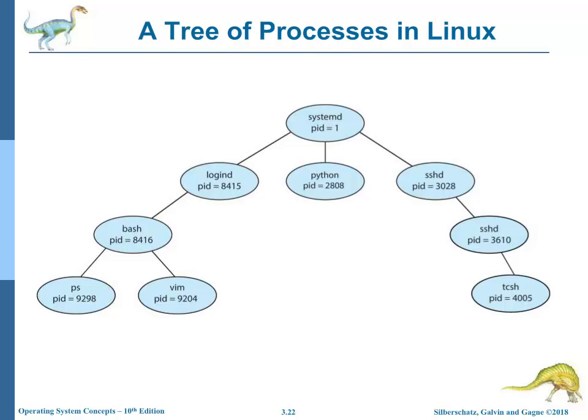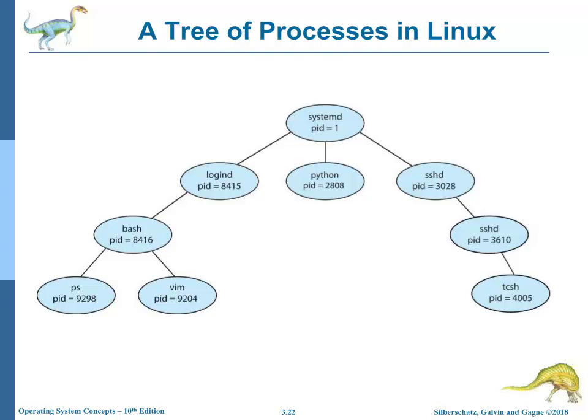The systemd process, which always has a PID of 1, serves as the root parent process for all user processes, and is the first user process created when the system boots. Once the system has booted, the systemd process creates processes which provide additional services. For example, the logind process is responsible for managing clients that directly log on to the system.